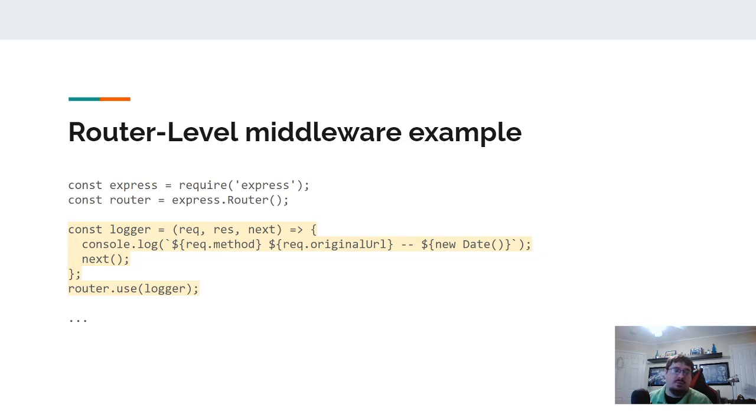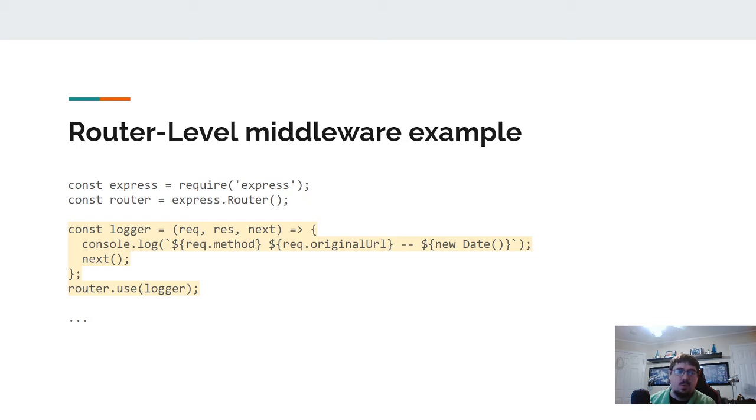You can also install it at a router level. Router level is really easy. Instead of doing app.use, you do router.use. So router.use covers everything that goes to that router. Cool.